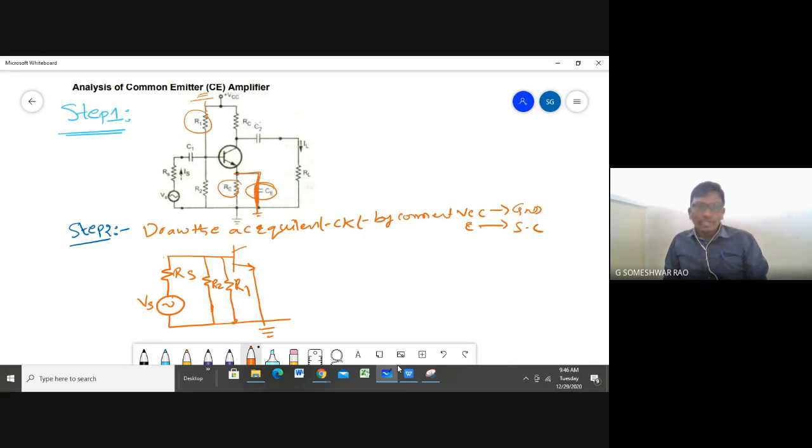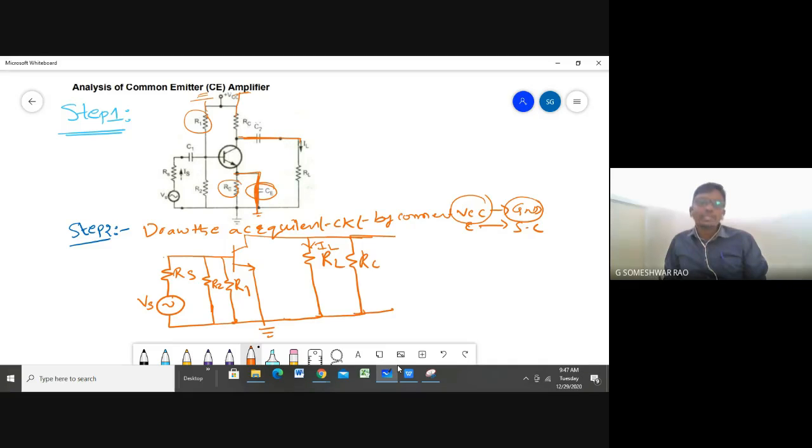Next, the collector terminal. At the collector terminal, RC is also connected to ground because VCC is connected to ground. This is a short circuit. RL is already here, and RC is in parallel to it since it is connected to ground. So the current flowing through this is nothing but IL.